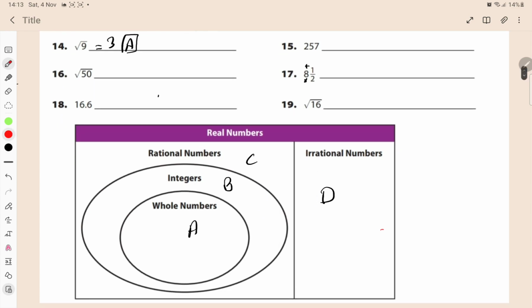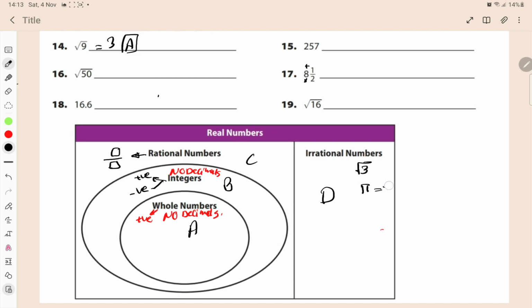Let's remember this diagram first. The whole numbers are only positive and they must have no decimals. Integers, it's also no decimals, without any decimal. But what's unique here in the integers is that it can be positive or it can also be negative. Rational number is any number that can be written as a fraction. Irrational number, non-perfect squares like root 3, like pi.